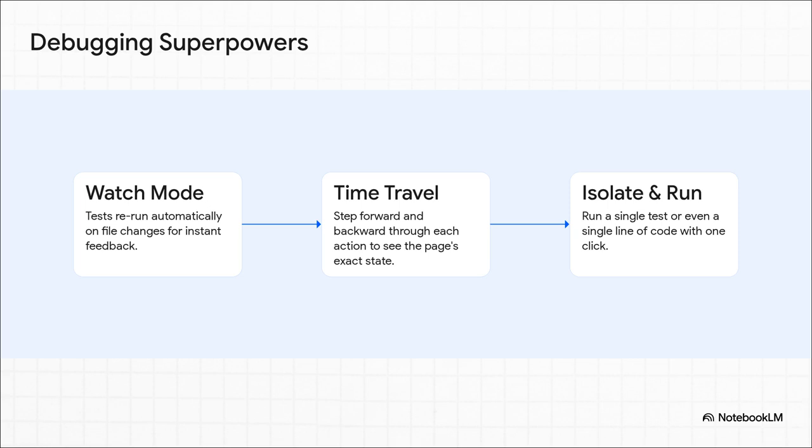UI mode basically grants you 3 debugging superpowers. First up, watch mode. You save a change in your code, and the test immediately reruns. That's instant feedback. Second, time travel. You can literally scrub through your test's timeline, action by action, and watch the web page change right before your eyes. And third, isolate and run. You can forget about running the whole suite. You can run just one test, or even a single line of code with one click.